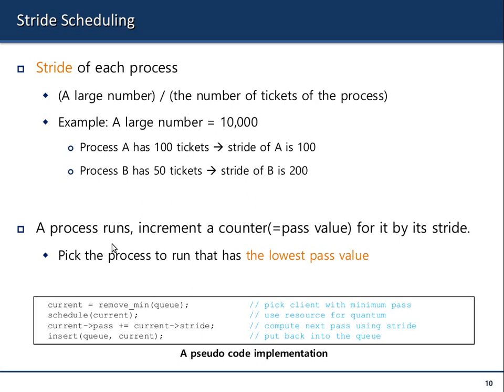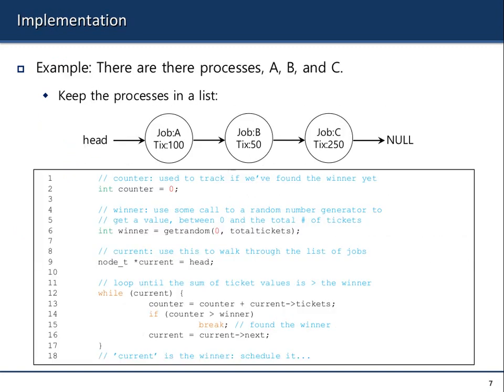A process runs, meaning it is placed in the CPU for execution. It increments a counter, called the pass value, by its stride. So after running, this is the algorithm. I think it's better to use the algorithm. So you have a list of processes, and if we look at this linked list, job A, job B, job C. Let's compute the stride. The stride is some large number divided by the number of tickets. So 10,000 divided by 100, 10,000 divided by 50, 10,000 divided by 250. That will be your stride.